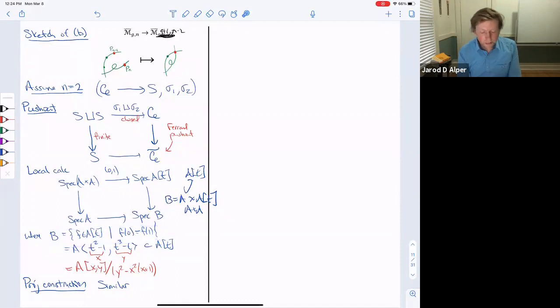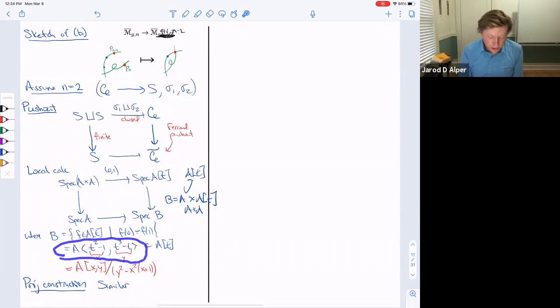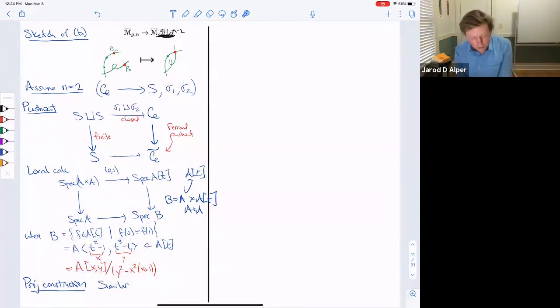Well, it's functions whose value at 0 is the value at 1, because I've glued in the two constant sections 0 and 1. And then one just works out this computation, inspired by the calculation of the normalization of the nodal cubic. One can show that there are generators X and Y that satisfy this equation, and so you see that it's a nodal family, and the Proj construction is similar here.